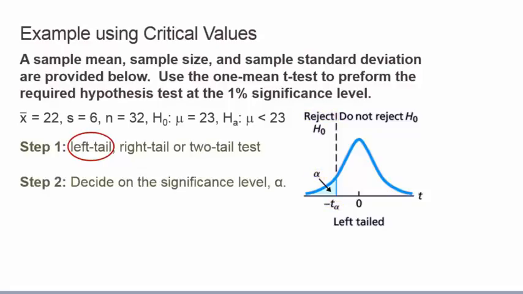Step 2. Decide on a significance level alpha. In the original problem, we were told it was a 1% significance level. That means alpha equals 0.01.